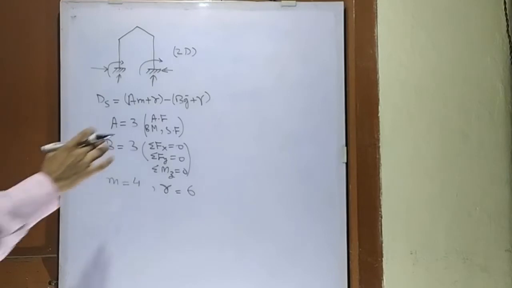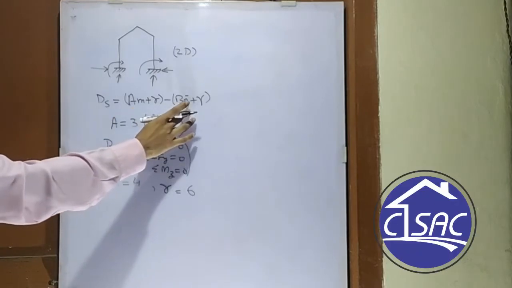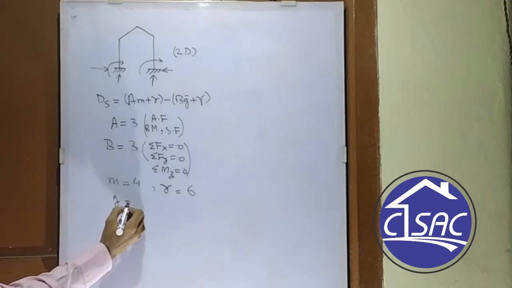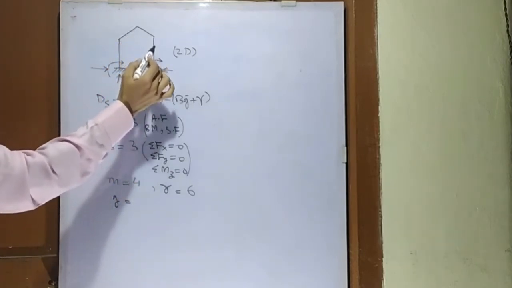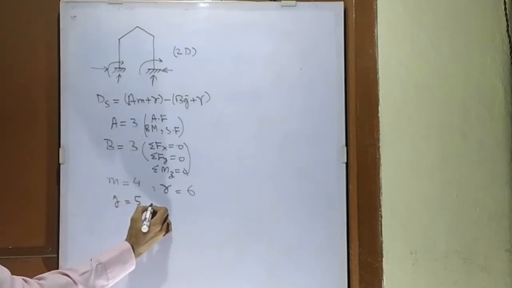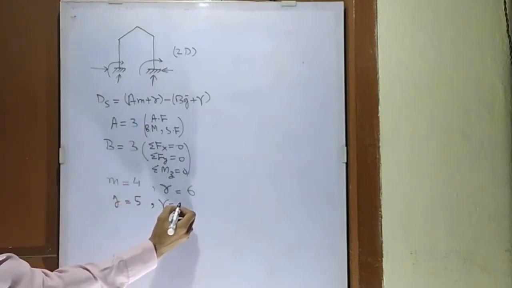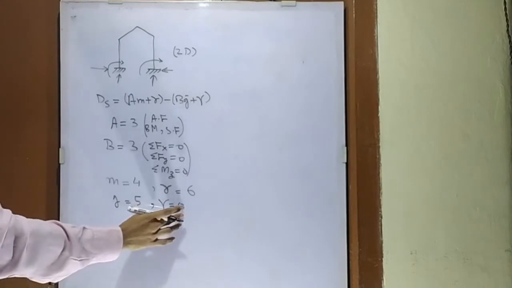Now what is the remaining thing? That is the number of joints. The number of joints is 1, 2, 3, 4, 5. The number of joints is 5. And in this case there is no release, so the value of gamma will be 0.